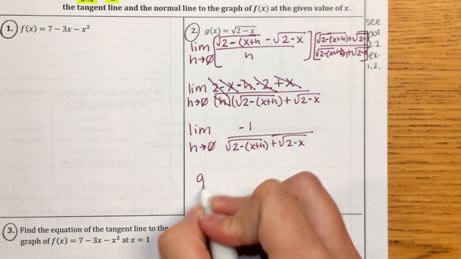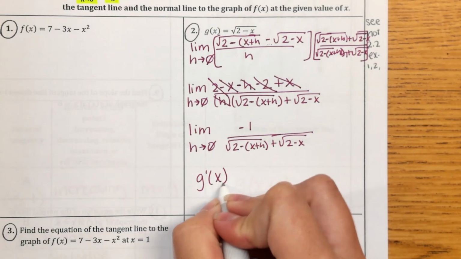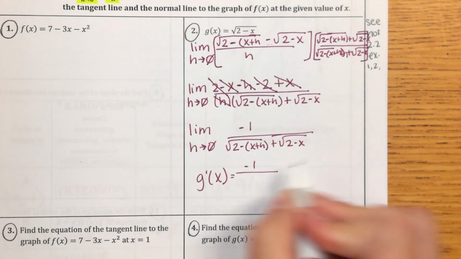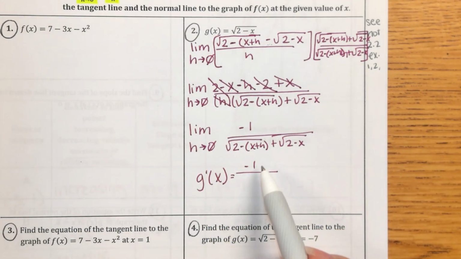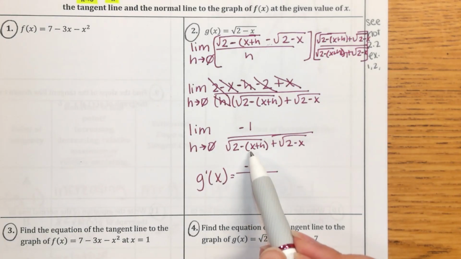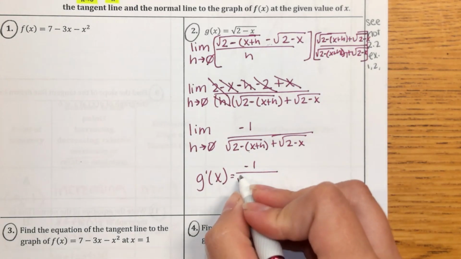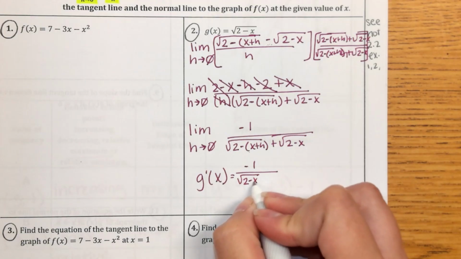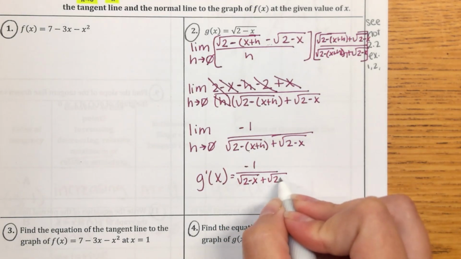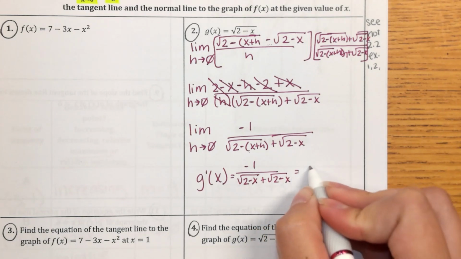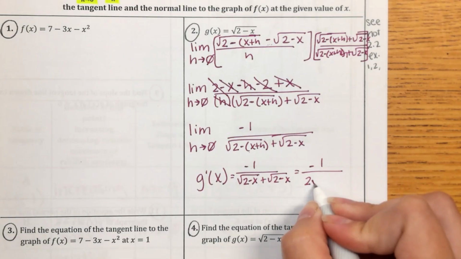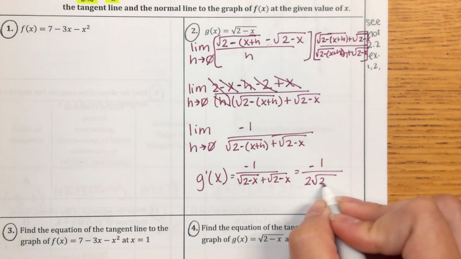So, remember, our formal way to write this now is g prime of x. I have negative 1. If I plugged in my 0 for h, this is the square root of 2 minus x. And then this is also the square root of 2 minus x. So I can combine those, and this is negative 1 over 2 minus x.